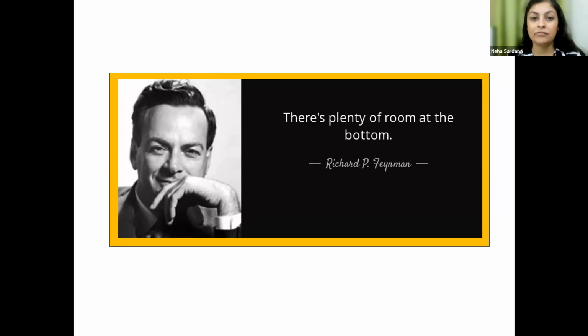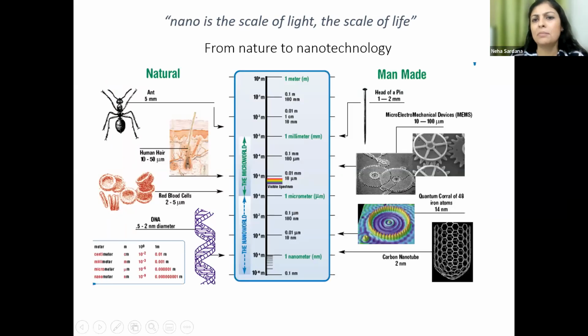So Richard Feynman was the first person who is considered the father of nanotechnology. He said there is plenty of room at the bottom. And what did he mean by that? If you talk about man-made things or a human being, he's around a few, 1.5 meters or around that.